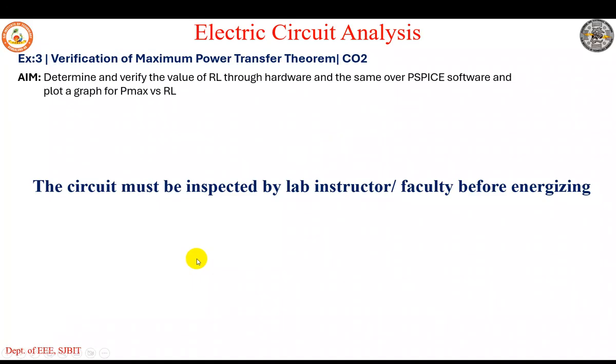So remember, the circuit must be inspected by the lab instructor or faculty before you energize.